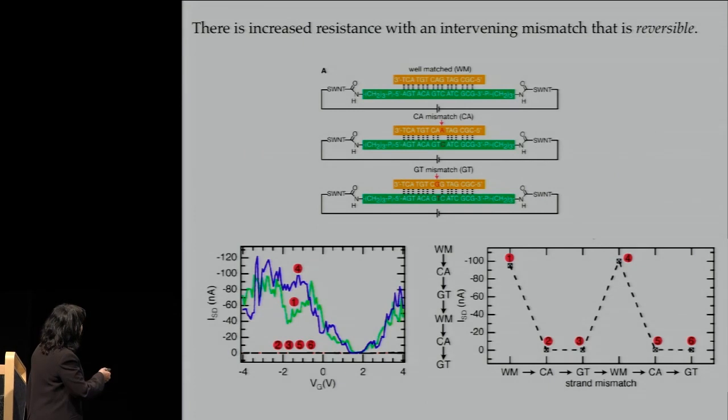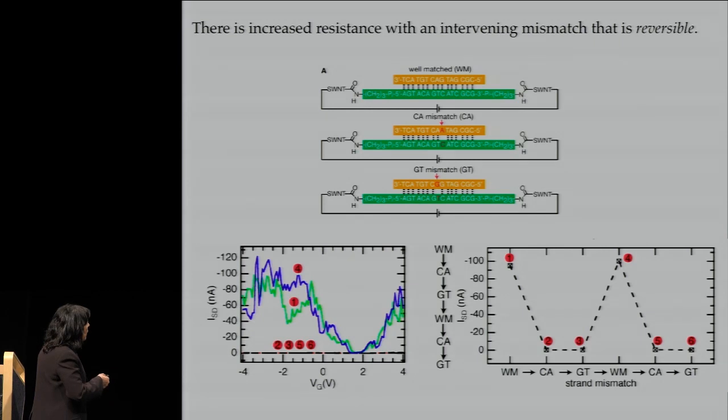But if we had this system where only one strand was covalently attached, we could literally wash away that strand. It was just non-covalently associated, so we could peel it away and then float in another strand where we now had generated a single base mismatch. And when you generate that single base mismatch, before, when we had the well-matched strand, we had a lot of current, that intermediate value. But when we now had a single base mismatch, there was no current.